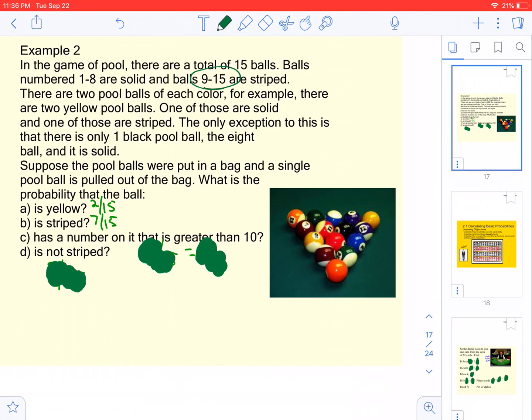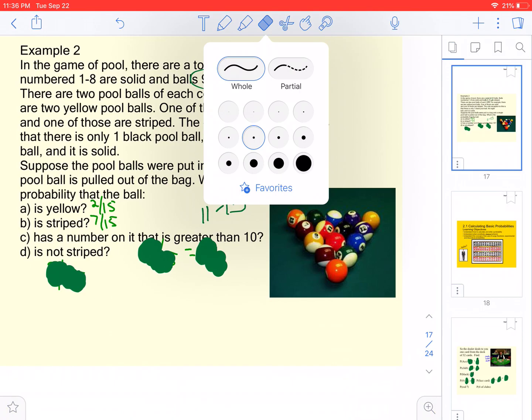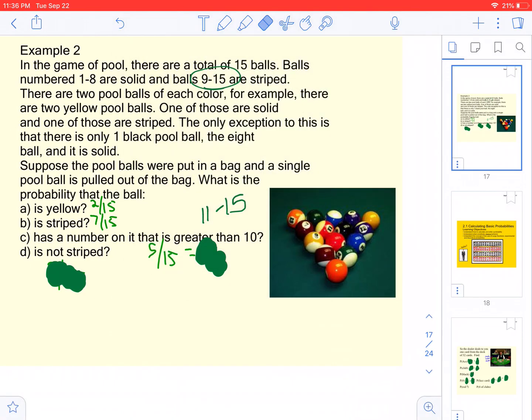And if it's greater than 10, then that has to be 11 through 15, and there are 5 there. So again, you start off by writing 5/15, and that reduces down to 1/3. What about not striped? Well, again, that would be 8/15.